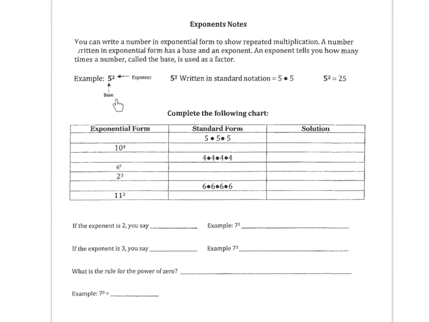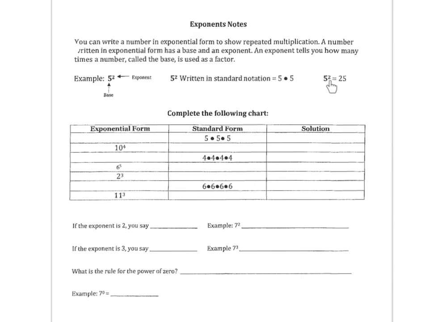Here's an example. This is written in exponential form. It has a base of 5. The exponent is 2. When it's written in standard notation, it's written out using multiplication. 5 squared is written as 5 times 5, and when you solve it, it's 5 times 5, which equals 25.